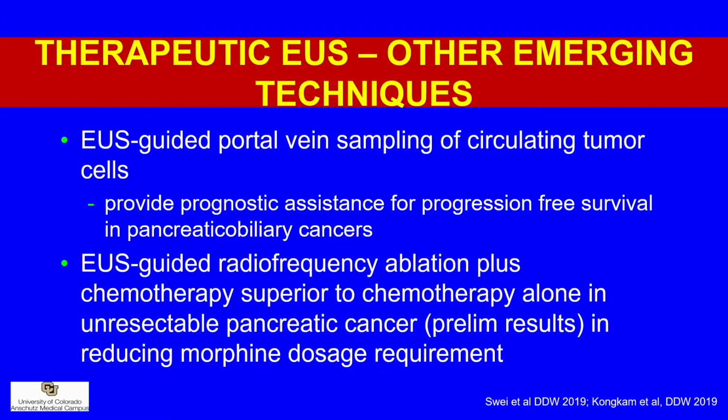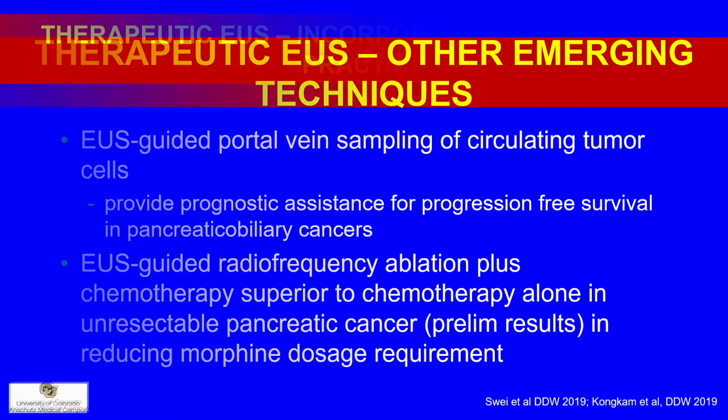Two other abstracts were fairly intriguing to me. One addressed sampling portal veins during EUS in patients with pancreatic or biliary cancers, collecting tumor cells, the presence or absence of which may provide some prognostic information in patients with these cancers. Preliminary results of a randomized controlled trial showed us that patients who undergo radiofrequency ablation of pancreatic masses in addition to chemotherapy may actually require a lower dose of morphine compared to patients undergoing chemotherapy alone. So again, our role may actually expand in management of patients with pancreatic cancer beyond just making a diagnosis or putting in a stent in the bile duct.